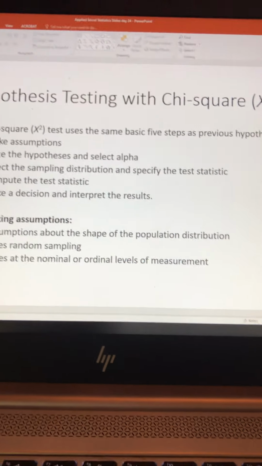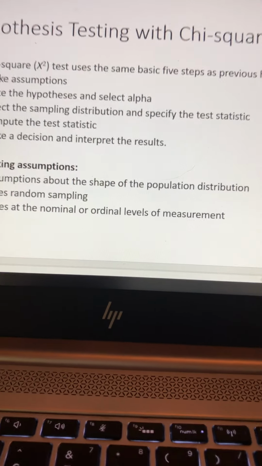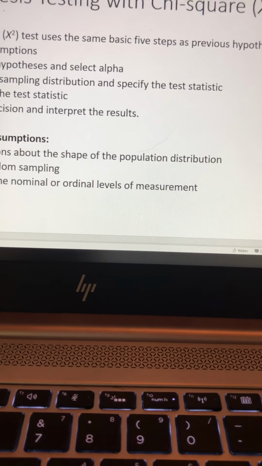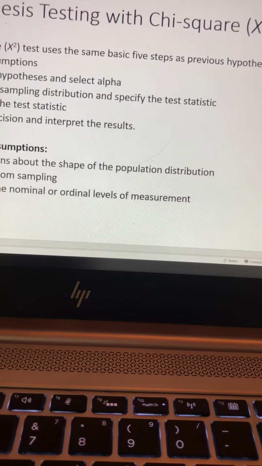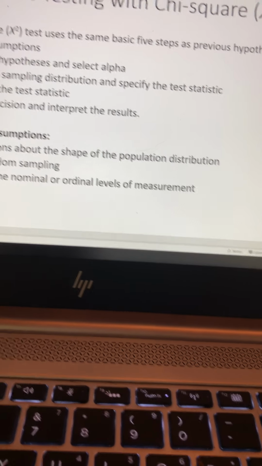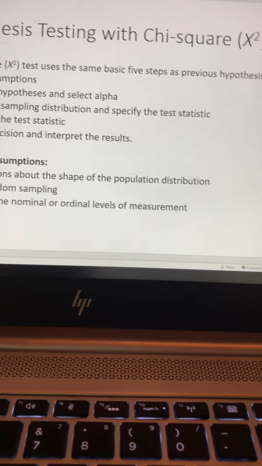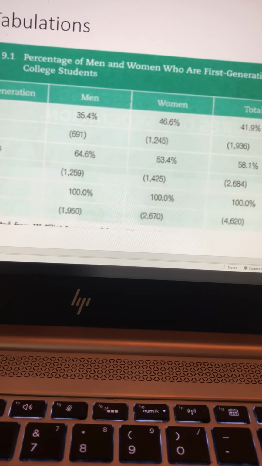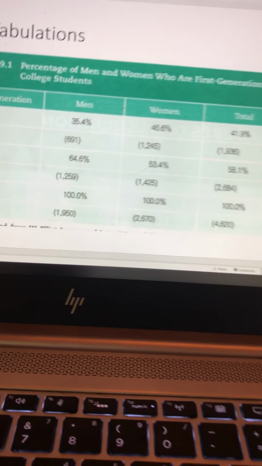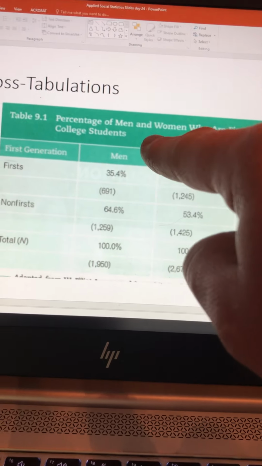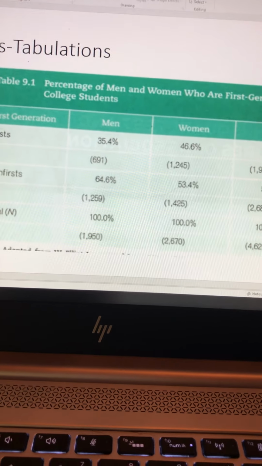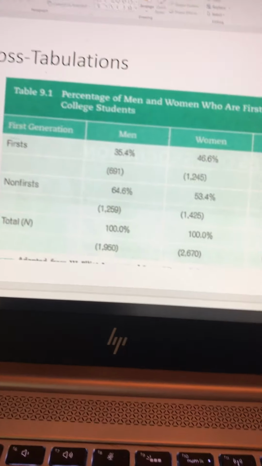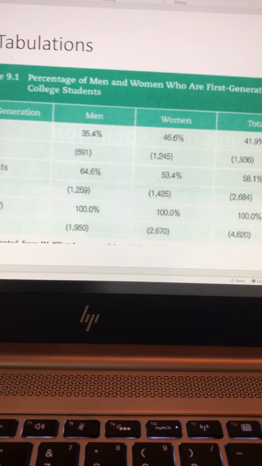And if you look, I make the decision and interpret the results. The first bit is you made the decision: you're going to reject the null, accept the research, and say that there is a relationship. But the interpretation part has a little bit more to do, because you found a statistical relationship between these two variables, but now you want to tell me what it is. It's fine that there's a relationship between sex and generation of college students, but how?